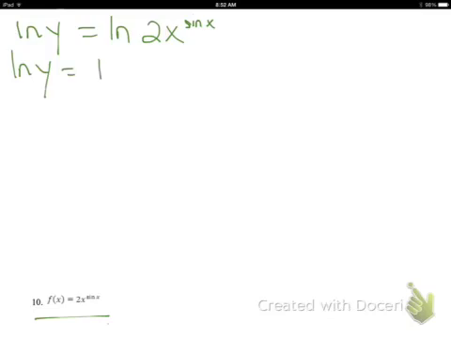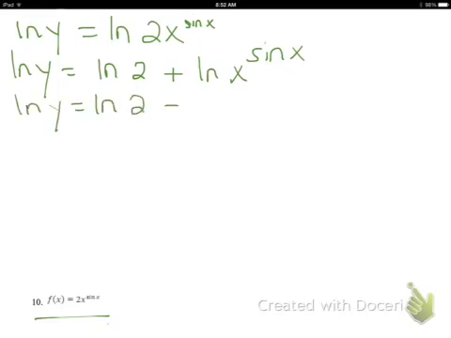So I'd have natural log of 2 plus natural log of x sine x. Remember, multiplication's addition. And then I could bring the sine in front. So I'd have natural log of y equals natural log of 2 plus sine x times natural log of x. Now I could find the derivative.